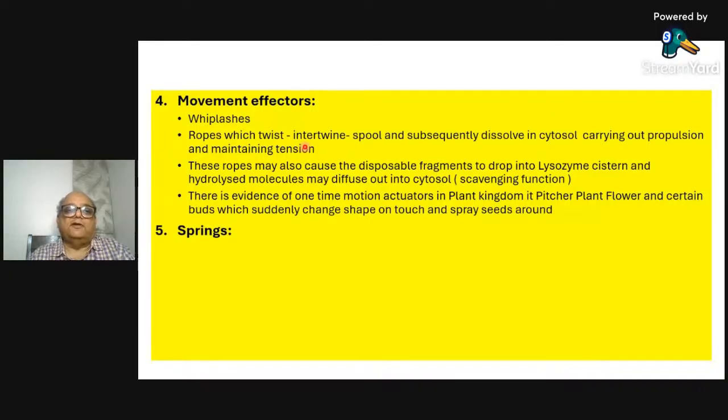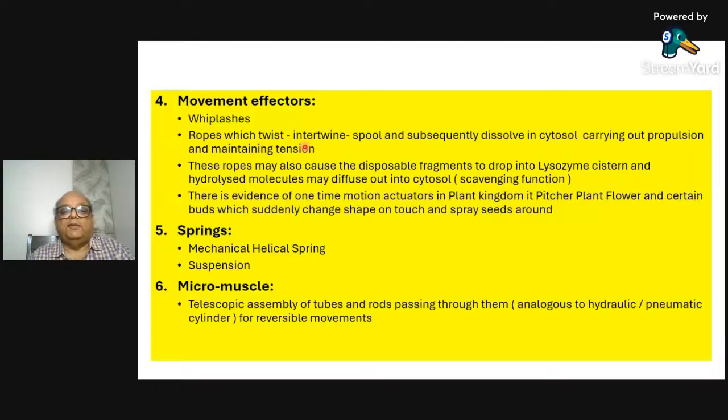Then they could always work like a spring. Owing to its secondary structure, it could work like a mechanical helical spring. It could work like a leaf spring or a suspension or a flexure. They could also form an assembly of something like actin, myosin in muscle. They can form a micromuscle within a cell. So it's a telescopic assembly of tubes and rods passing through them. Something analogous to hydraulic and pneumatic cylinders that we use in engineering for repeated reversible movements.